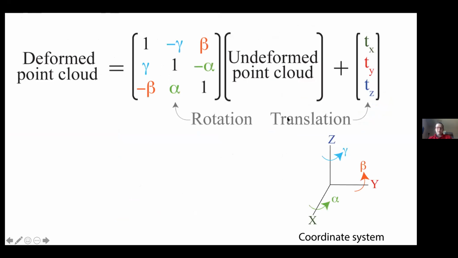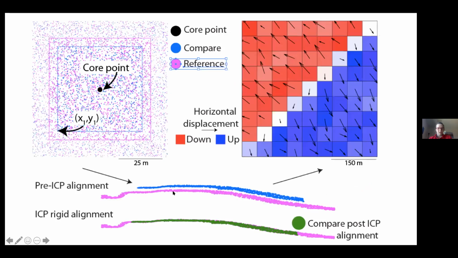So the alignment is done with a rigid deformation. So we take the undeformed point cloud, apply a rotation, and then translation. And this generates the deformed point cloud. These steps are summarized here.